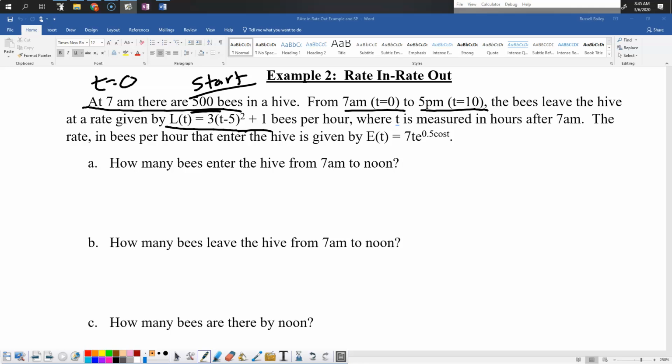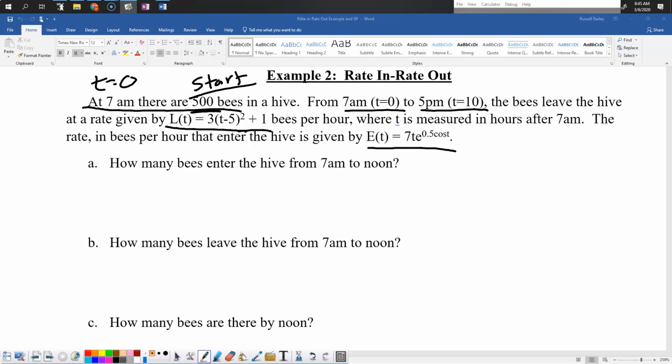Let's read on. The rate in bees per hour that enter the hive is given by this. Now I'm deliberately giving you weird functions because we're just going to be using the calculator today. So the calculator is going to do all the hard math for us. But really, for you guys, it's all about the setup. And by the way, when you're doing FRQs, you could do everything on the calculator and just write the answer. You'll get a 0 though. With FRQs involving calculators, you must show your setup that you put into the calculator. Okay? Then you can put your answer. But you can't just put your straight up answer. They won't give you credit for that.